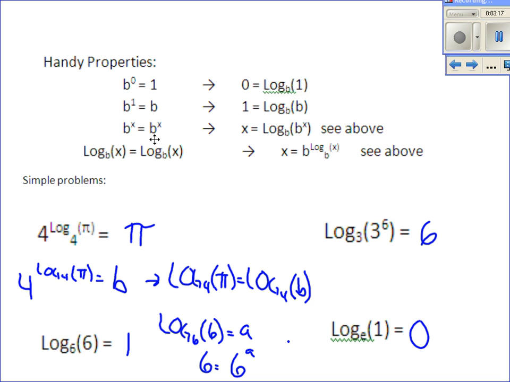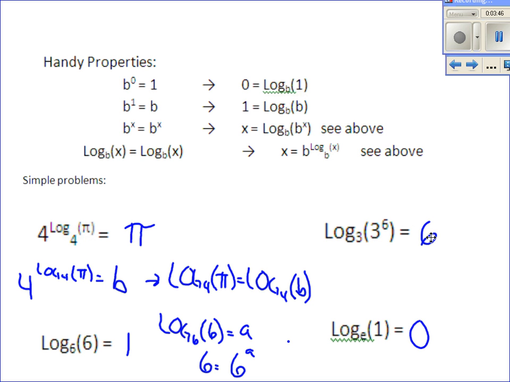b to the x equals b to the x. Rewrite in log form. x equals log base b of b to the x, which is one of the ones we did earlier. And the same thing with the log equals a log. Rewrite it in exponential form. x equals b to the log base b of x, which again we saw back on the first page where the base was 2. So some simple problems. 2 ways to think about these. We can simply remember our properties. And if we've got the log base 3 of 3 to the 6, that's this property here.